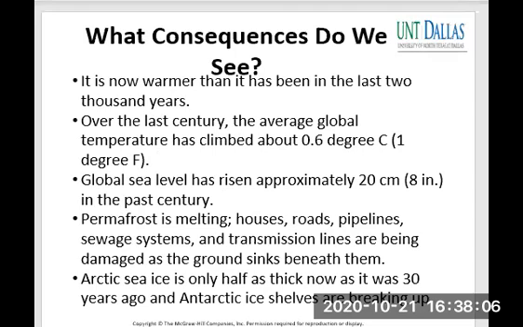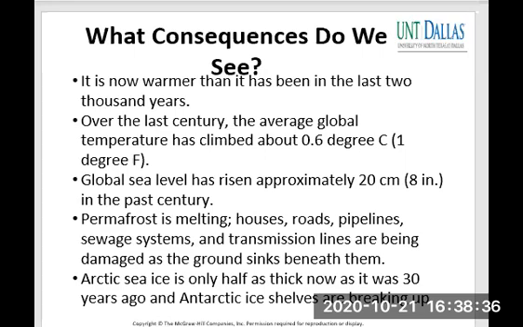So what consequences do we see? The American Geophysical Union, one of the nation's largest and most respected scientific organizations, has stated that as best as can be determined, the world is now warmer than it has been in the last 2000 years. So since the beginning of civilizations, we see that the world is becoming warmer. There is an increase in global warming.